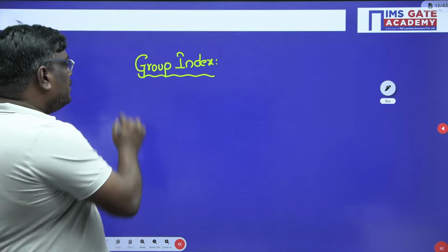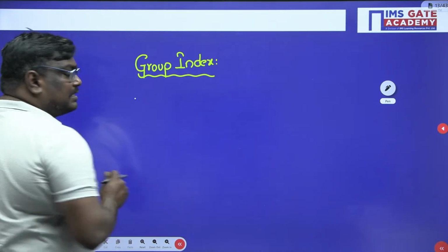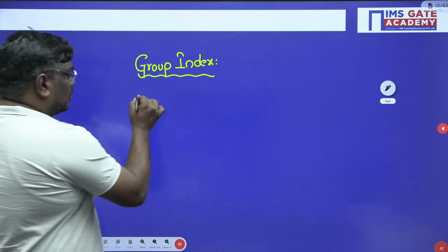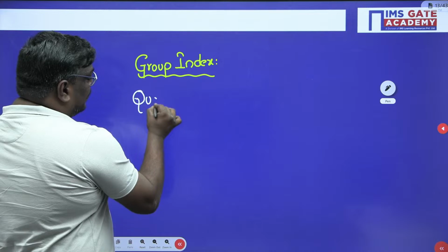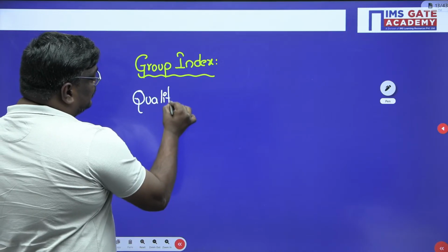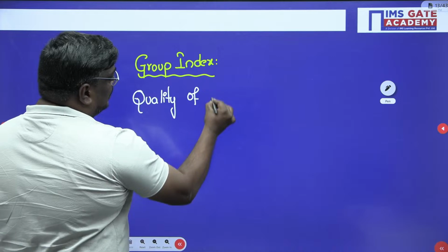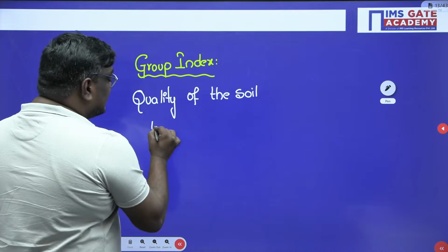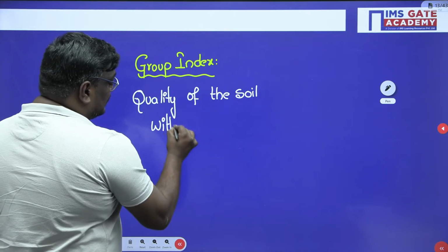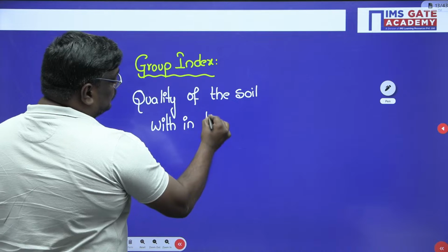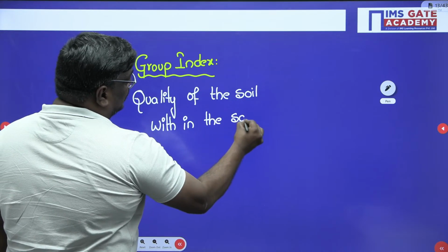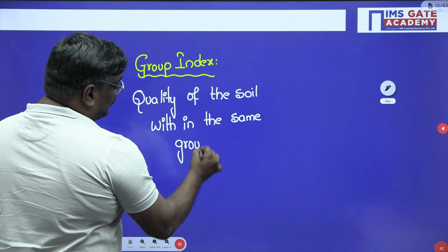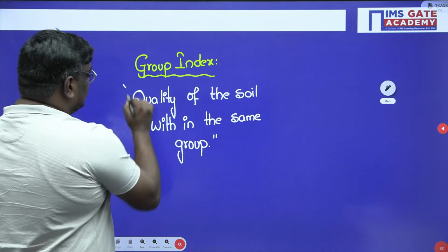Now, what do you mean by group index? Group index is used to identify the quality of the soil within the same group. What is the intention of group index? It is to identify the quality of the soil. Group index is used to indicate the quality of the soil within the same group.